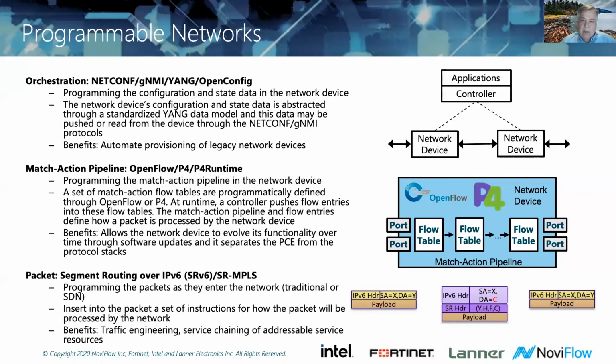The second way is to program the match action pipelines of the network devices. A set of match action tables are programmatically defined through OpenFlow or P4. At runtime, a controller pushes flow entries into these flow tables using OpenFlow or P4 runtime protocols. The match action pipeline and the flow entries define how packets are processed by the network device. The application interacts directly with the match action pipeline in the device.